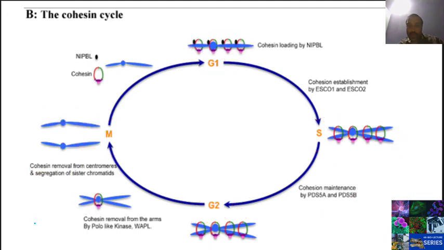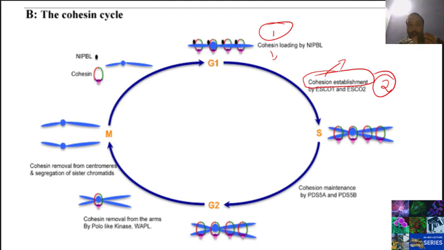Okay, let me erase all the inks. Okay, the process of the cohesin cycle can be summarized into 5 steps. First one is loading of cohesin protein, and second one is establishment of cohesion, not cohesin. Cohesin is the protein, cohesion is the process, or the effect of that protein.